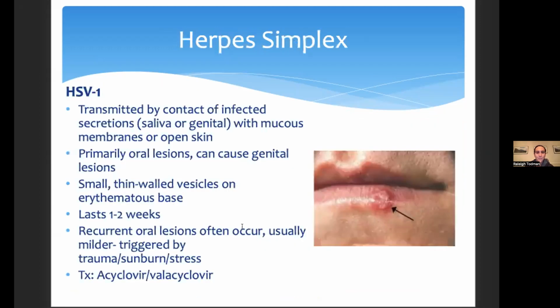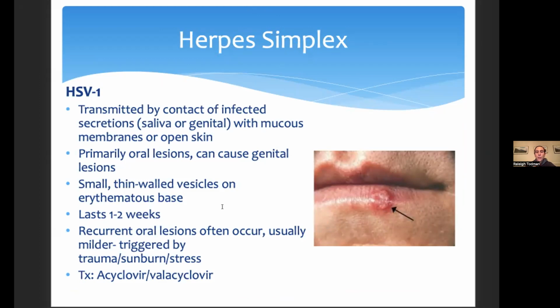Okay, more fun things. We have herpes simplex. HSV1 is really common, transmitted by contact of infected secretions, saliva or genital, with mucous membranes or open skin. HSV1 is generally thought of as the oral lesions, but it can cause genital lesions. There are vesicles on a red base, lasting a couple of weeks, pretty painful.